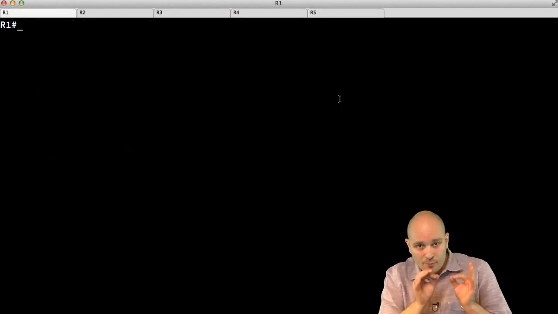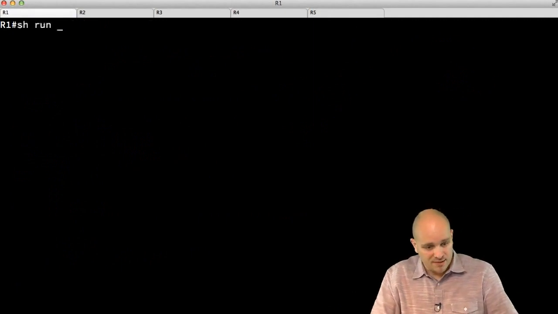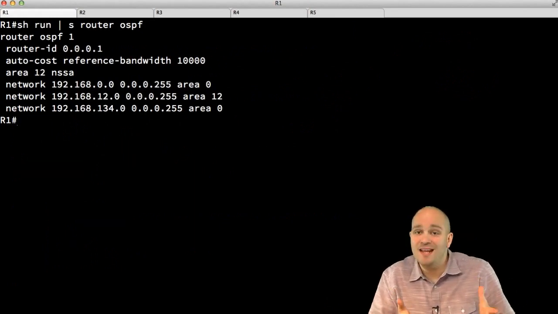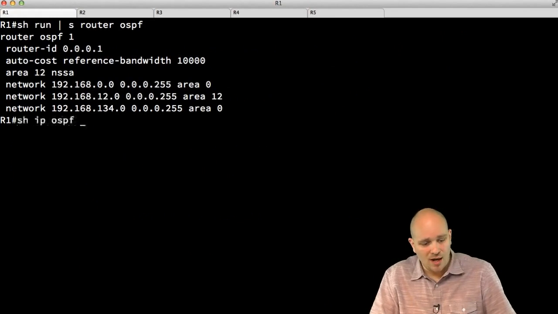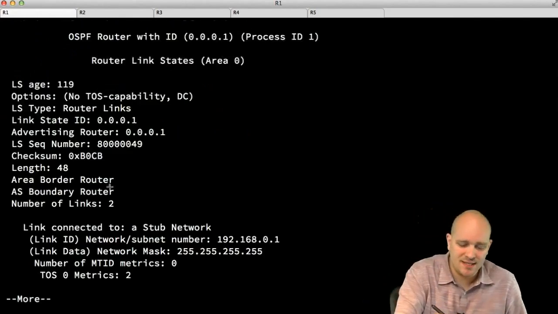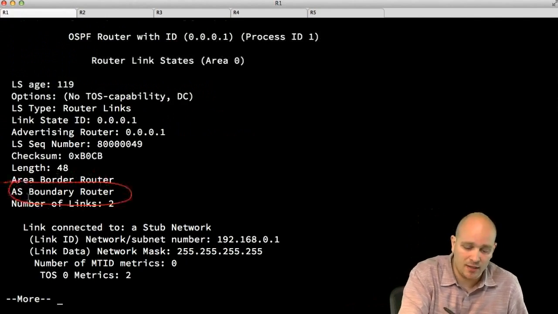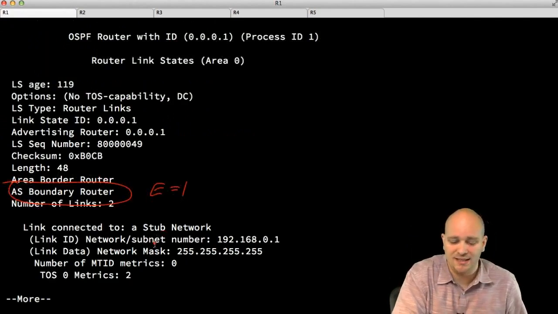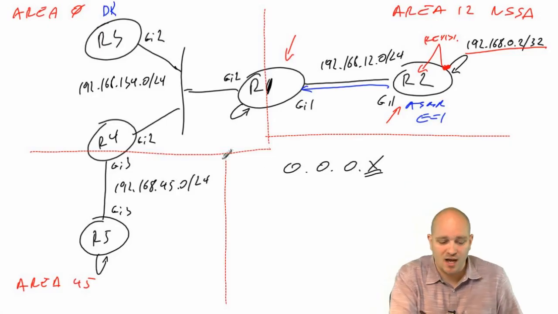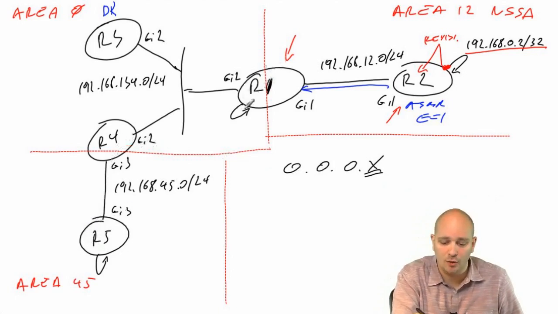Let's take a look at that. So I'm going to go to R1 now, and I promise, if I take a look at the OSPF process, there is no configuration here of any redistribution. If I take a look at show IP OSPF 1.0 database router self-originate, so I'm going to look at the type 1 LSA that R1 injected into area 0. What I'm going to be seeing here is that it's claiming to be an ASBR. In other words, it is setting the E bit to 1. Why is it setting the E bit to 1? Because otherwise R5 wouldn't know how to reach R1.